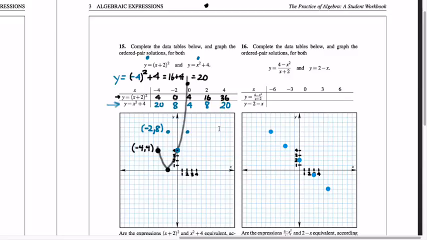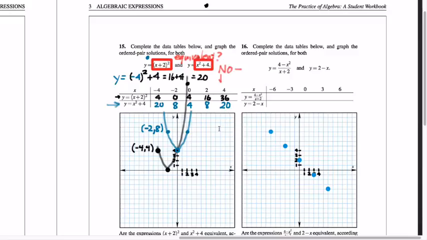But when we connect those dots, the picture emerges of a graph that looks like that. So there are the graphs of these two different equations. And now I have to ask you the follow-up question. Based on what these two graphs look like, is it true that the expression x plus 2, the quantity squared, and the expression x squared plus 4 are equivalent? Yes or no? No. Why not?